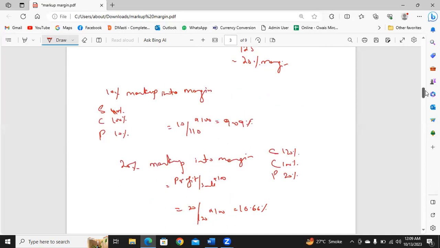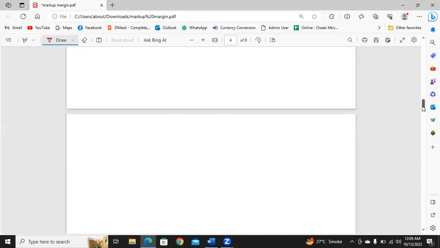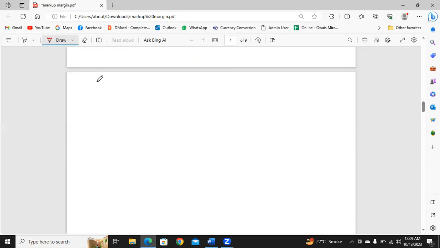Simply, in markup cost is 100%. If profit is 10%, it will be 110%, but we have to convert it to margin. Margin is profit over sales, so we take the profit over the sales, and that is the answer for margin. So this thing is clear.